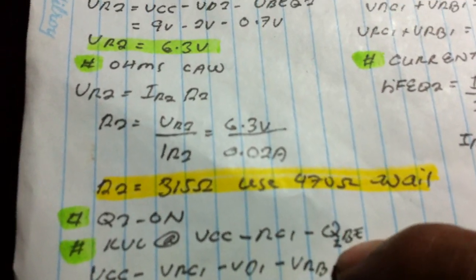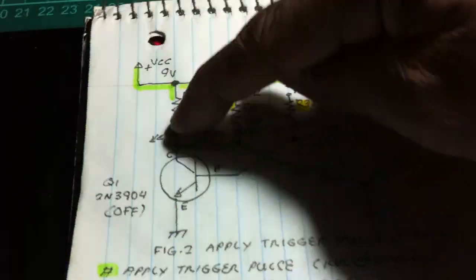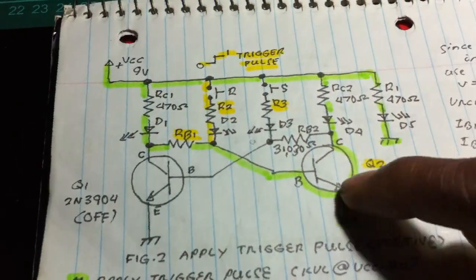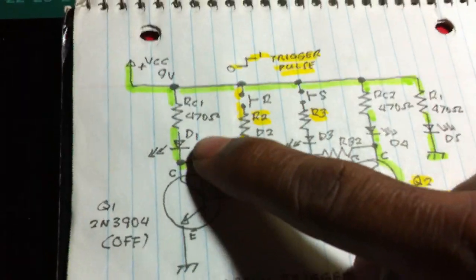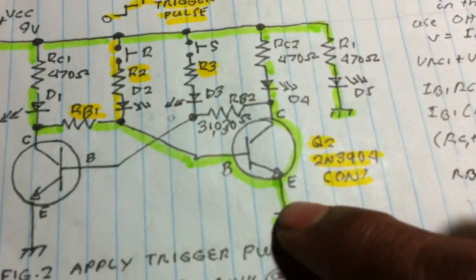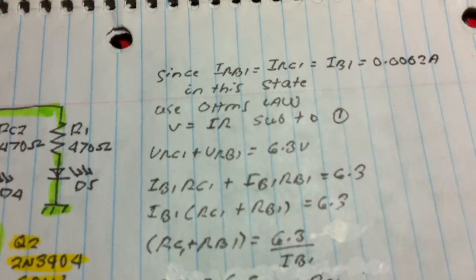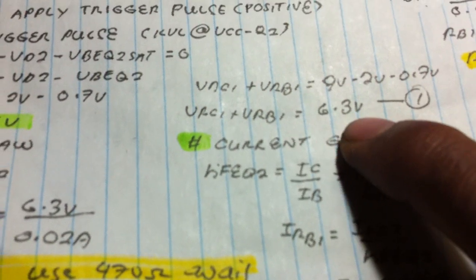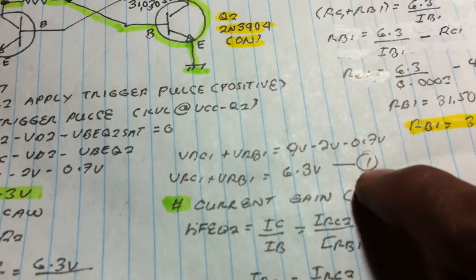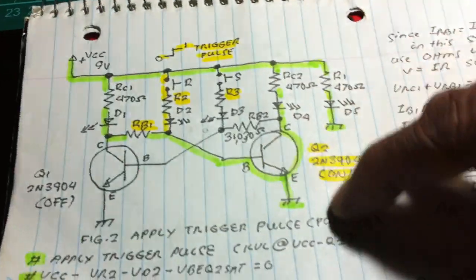So Q2 on, and KVL at BCC to base emitter. We're going to make a KVL here to forward bias the transistor, since we know that this is on. BCC, voltage drop RC1, D1, RB1, base emitter saturation. And then we got this equation. Voltage at RC1 plus RB1 is equal to 6.3 volts. Now this is our first equation with this KVL.